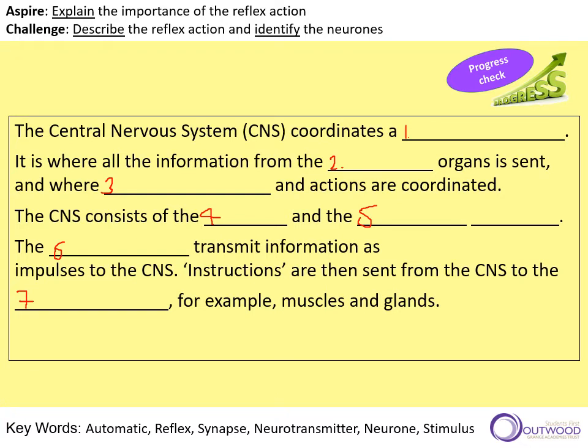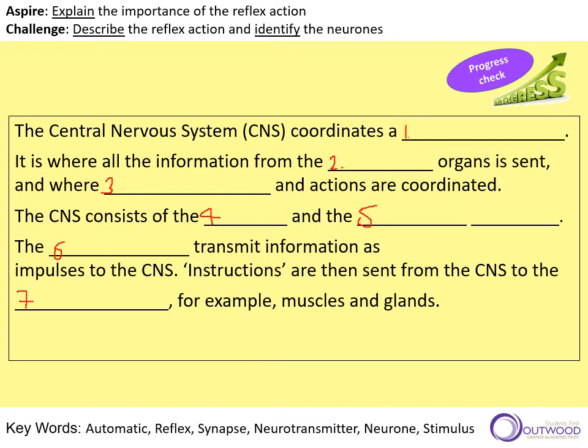Okay, time's up. So let's go through them. The central nervous system, CNS, coordinates a reflex action or reflexes. Any of those will do. So it coordinates a reflex action. That is what this lesson's all about.